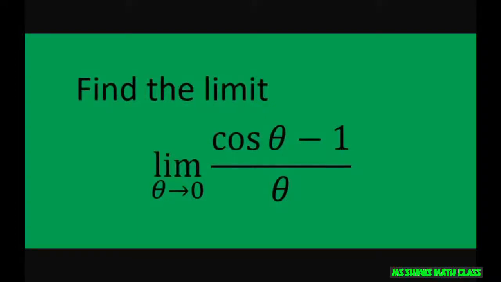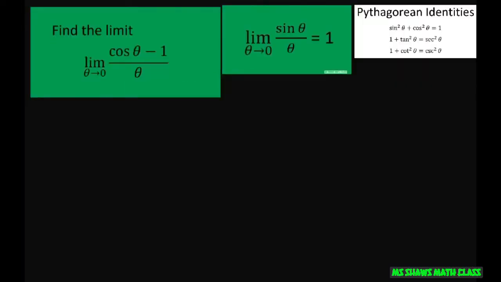Hey everyone, we're going to evaluate the limit as theta tends to 0 of (cosine theta minus 1) divided by theta. Now we can't just plug in 0 here because that would be undefined. So our goal is to use this given equation, which we're going to call equation 1, and rewrite this by using trig identities to help us find the limit.